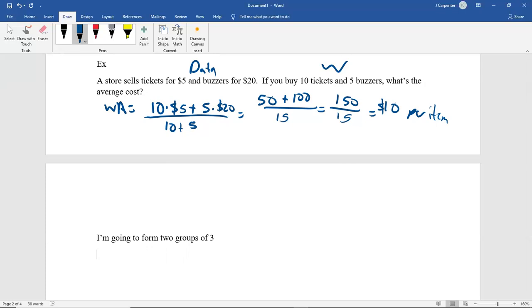So I'm going to form two groups of 3. I'm going to give 3 examples, and you are to calculate the weighted average. All right, so I'm going to give the examples first before I split you into groups.